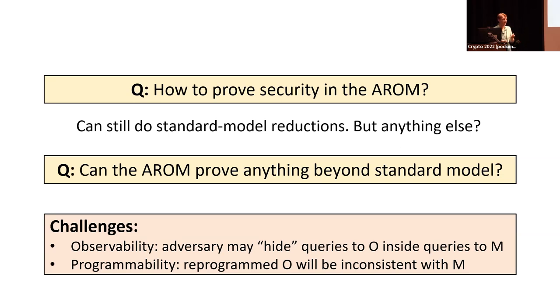And the fact that there are challenges here is actually not surprising. We're trying to capture uninstantiability results. So for any scheme that you could prove secure in the plain random oracle model but had an uninstantiability result, we know that the techniques you use to prove the security of that scheme will not work in the augmented random oracle. So the fact that we're blocking techniques is a good sign, but it also raises the question of how do we argue anything?